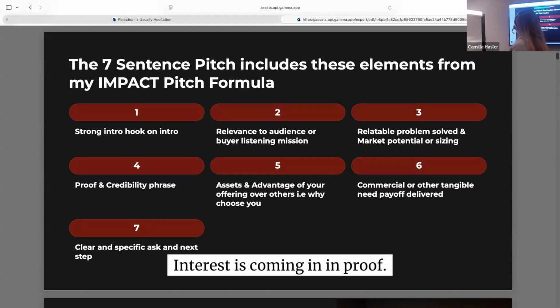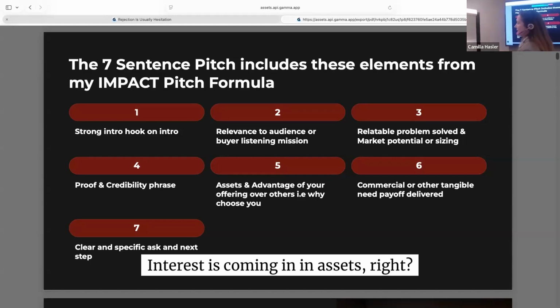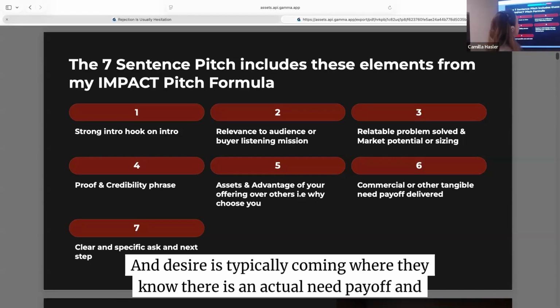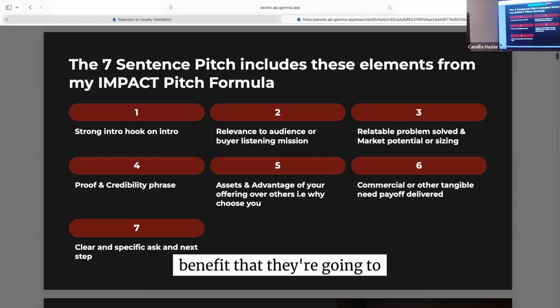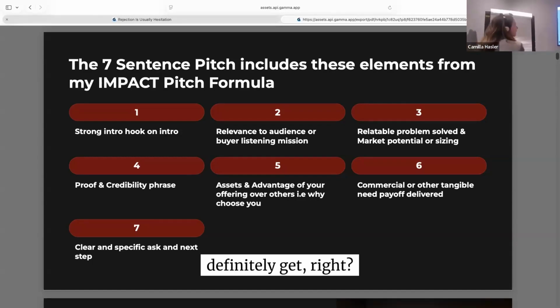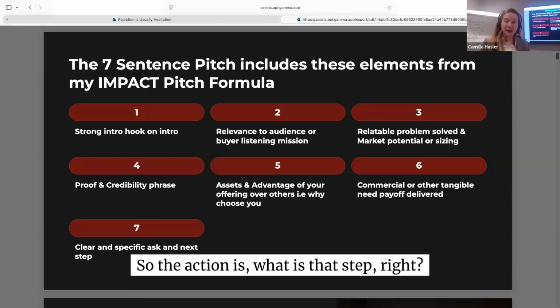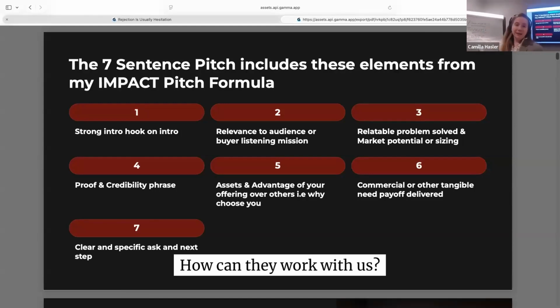Interest is coming in with proof and assets. Do you see how we're moving them through this pitch structure through to desire? Desire is typically where they know there is an actual need, payoff, and benefit that they're definitely going to get. And then finally, the action is linked to the clear and specific ask. So the action is, what is that step? How can they work with us?